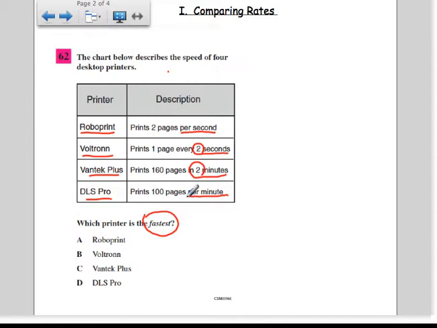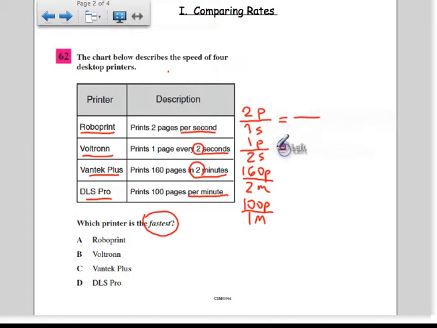So I'm going to rewrite all of these rates. So the first thing I'm going to do is write them as ratios. I see 2 pages per 1 second. That's RoboPrint. Second, 1 page per 2 seconds. That's Voltron. Next, 160 pages per 2 minutes. That's Vantech. And last, 100 pages per 1 minute. So I've written all 4 as ratios, and I need to rewrite them with the same amount of time.